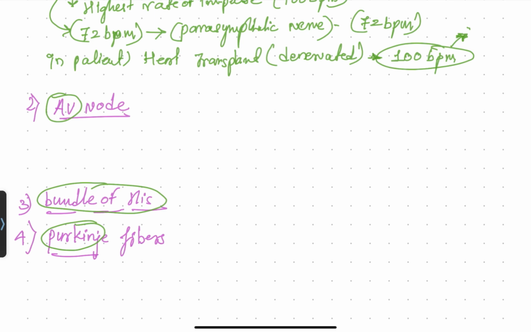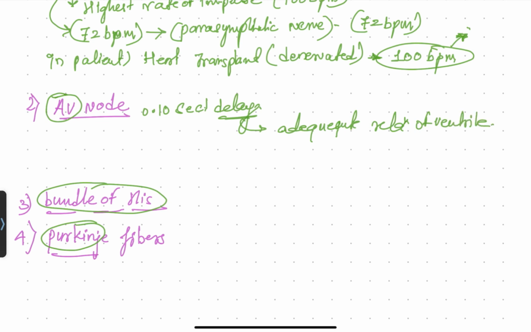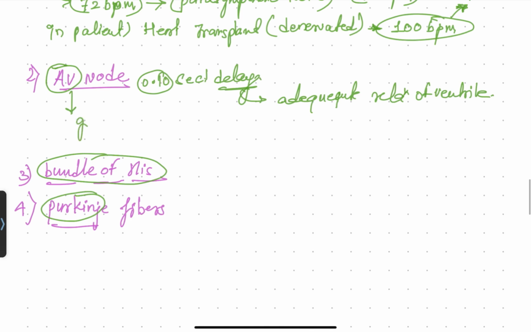Then next we have the AV node. From the SA node, this conduction impulse comes to the AV node, but here there is a 0.10 second delay in the conduction. Okay, and this delay is for the adequate relaxation of the ventricles. Adequate relaxation of the ventricles. So this is necessary. This much delay should be there. And this AV node is also called the gatekeeper of the heart.